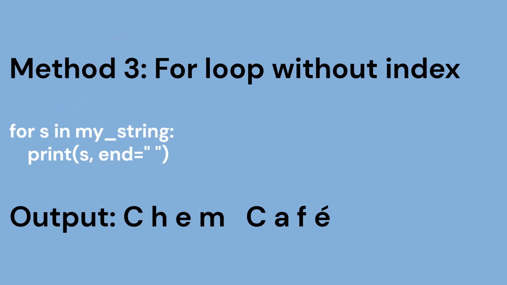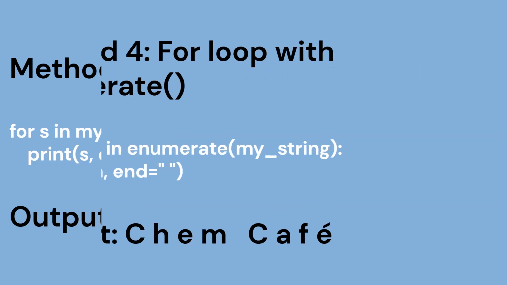Method 3. For loop without index. For s in my_string: print(s, end=' '). Output: c h e m blank space c a f é. This is the cleanest way. Just let Python handle it. Less stress, more coffee.